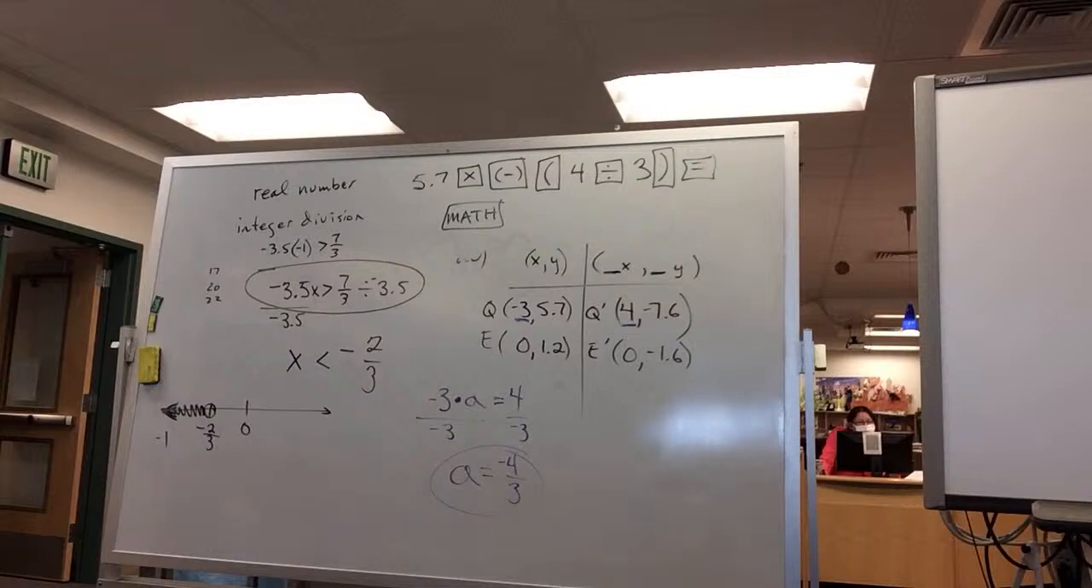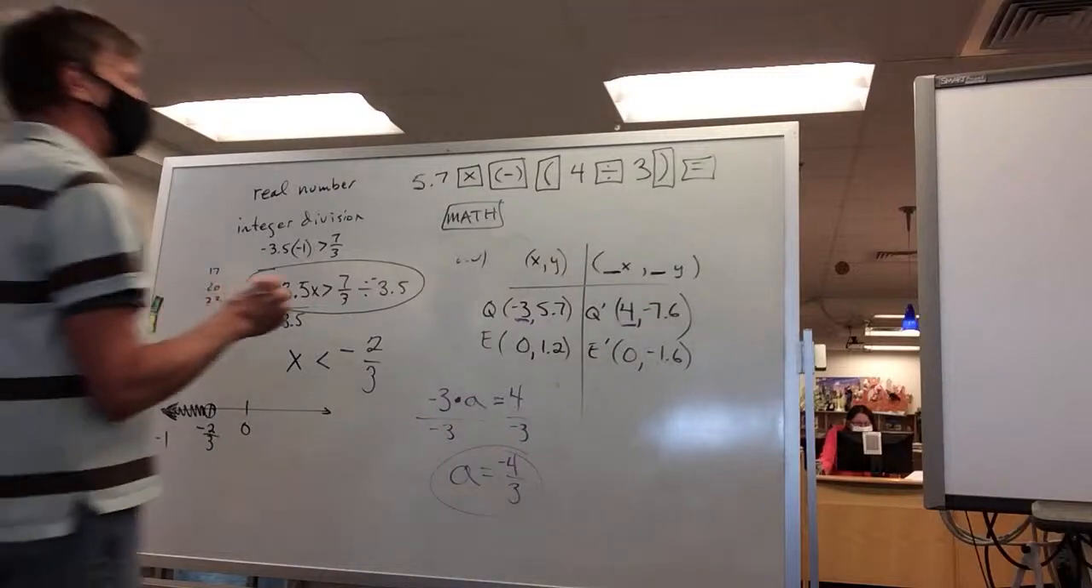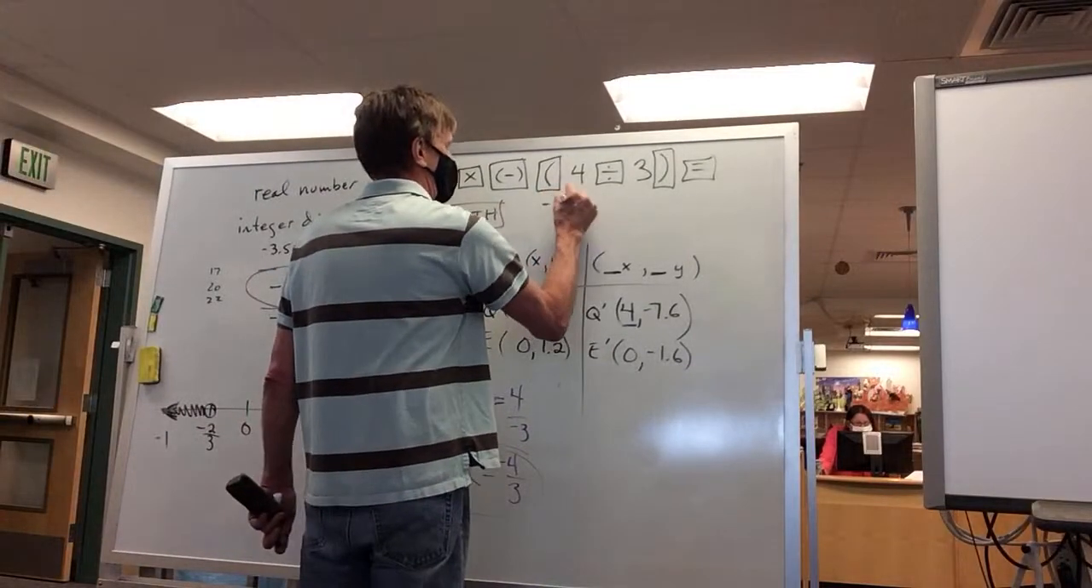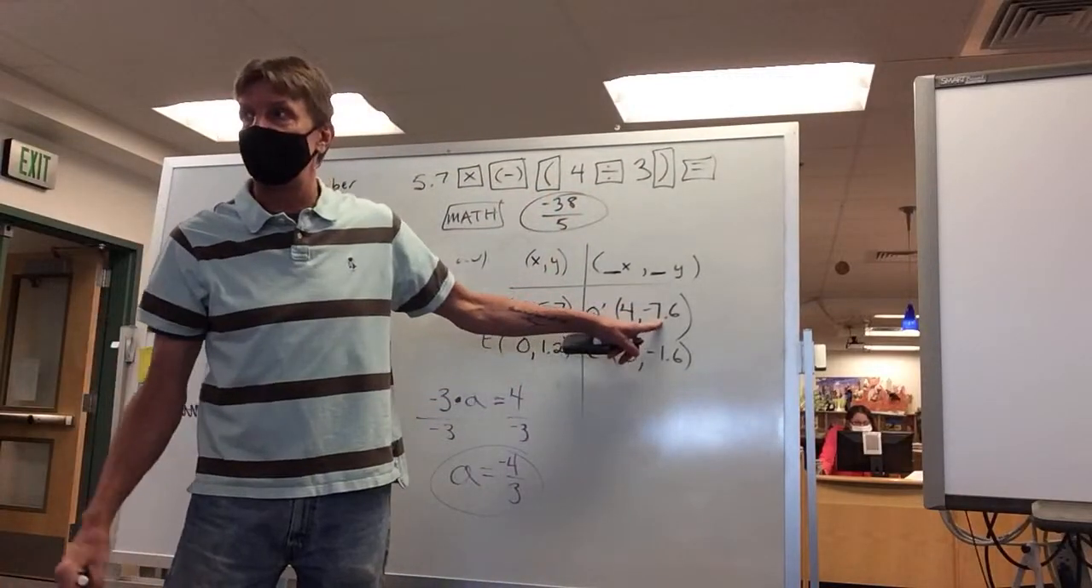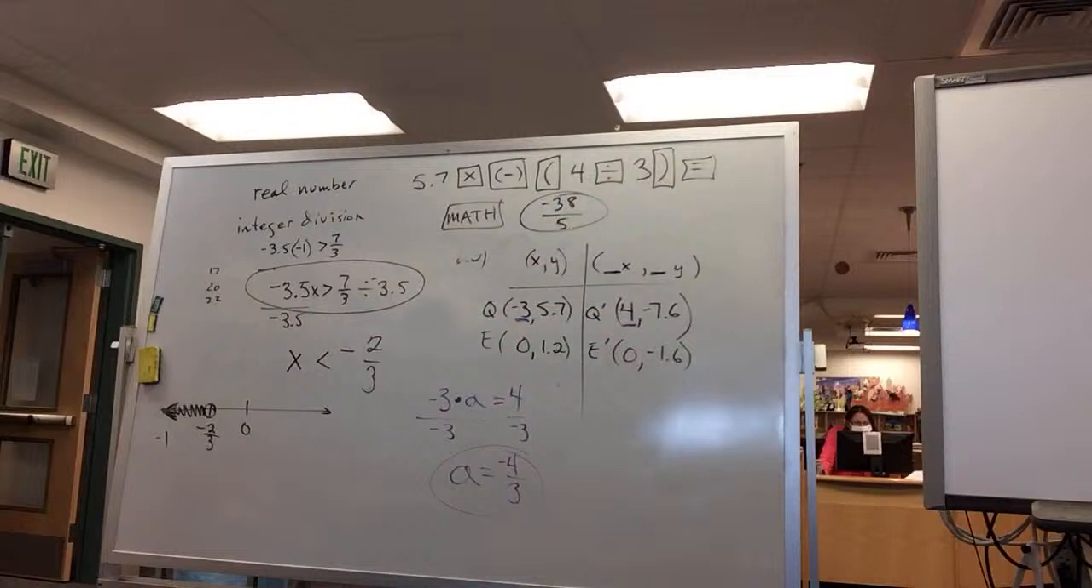So now you hit math on the far left underneath the alpha key. Math, and then it says fraction. So hit enter twice, and it changes that into -38/5, which is the same as this. So you can go back and forth between fractions and decimals with these things.